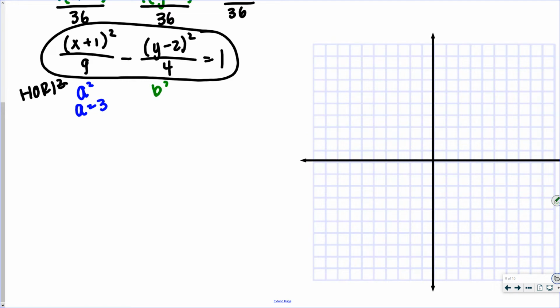B is always second with hyperbolas. Where's my center? Oh, negative 1, 2. Good job. Nice, Willis. I did it right. Negative 1, 2. It's because this one goes left to right.